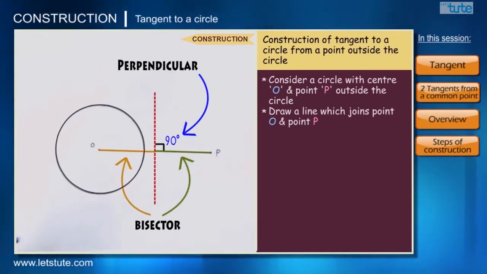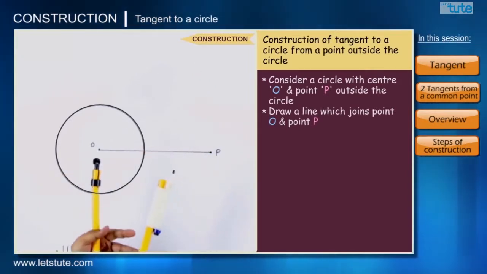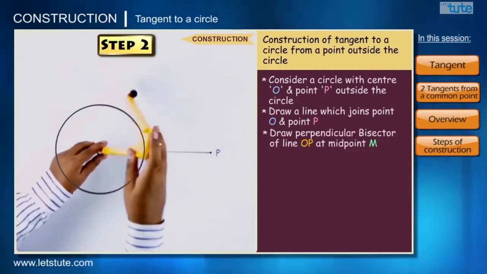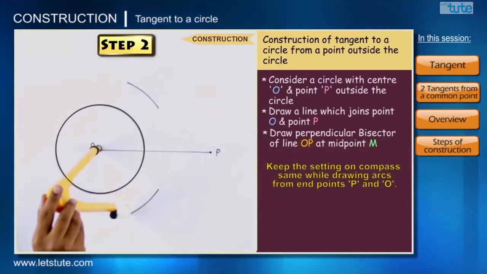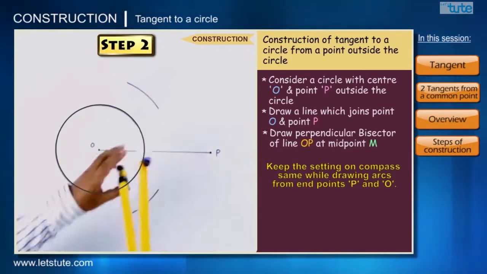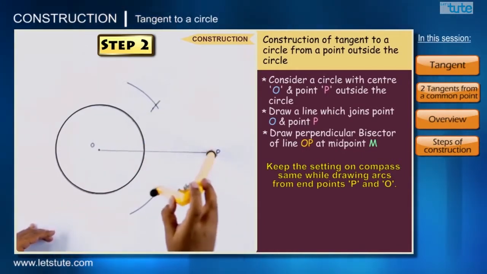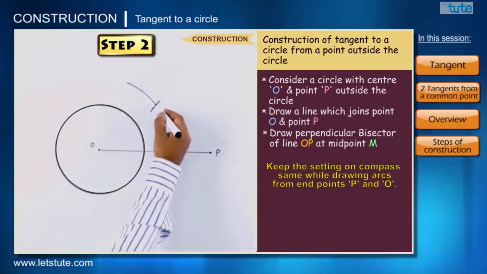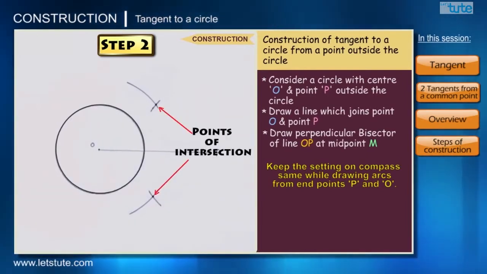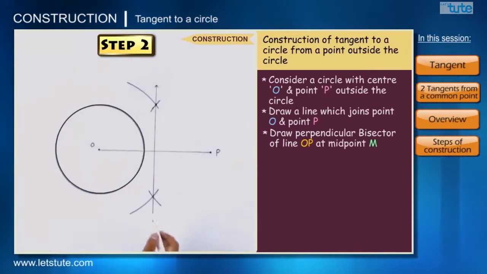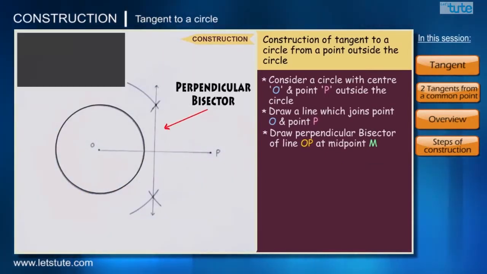And how do we make a perpendicular bisector? With the help of a compass. So we will keep the pointed end of the compass on point O and we will form 2 arcs like this, and then we will keep the point on P as the center and we'll cut these 2 arcs like this. And then with the help of a straight edge, we will join these 2 points of intersection, and the line that we get is actually a perpendicular bisector.